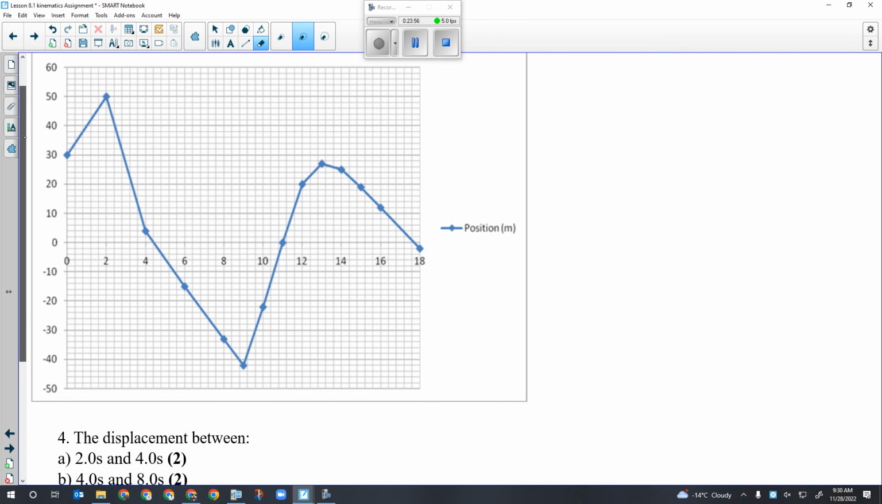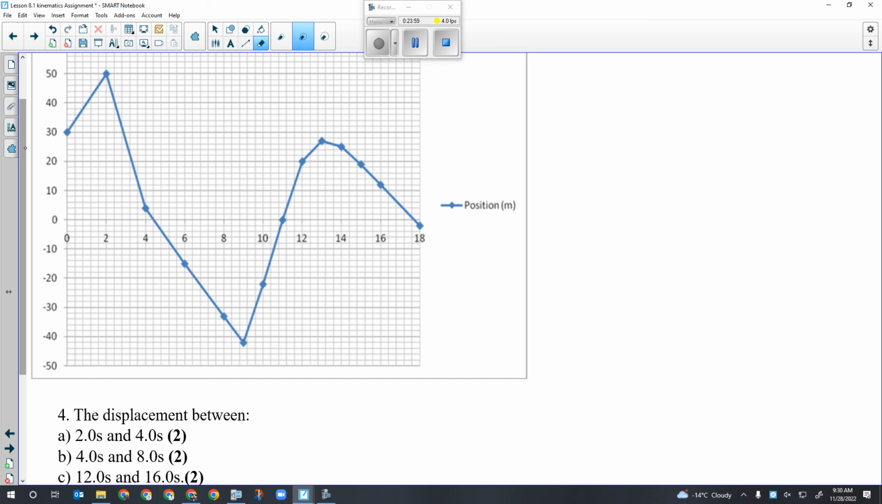So it wants to know in question number 4, what's the displacement during these specific times? Well, displacement we know is calculated by going final position minus initial position. So it's going to require me to read the positions off the graph. At time 2 seconds, my position is positive 50, and at time 4 seconds, my position is positive 4. So I would have 4 minus 50, which would be negative 46 meters during that time. Don't be afraid to ask questions if there's anything confusing you as we go here, guys.